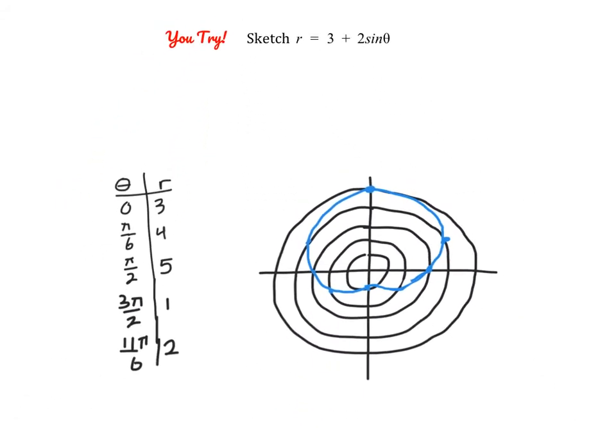Okay, so you can see that I found these points. I'll highlight them in red. I found these points in quadrants 1 and 4, and then I was able to reflect them over the line theta equals pi over 2. And I did know that this was supposed to be a dimpled limaçon, so the points do match up with what we expected our curve to look like.